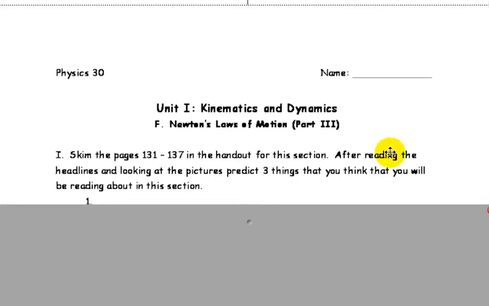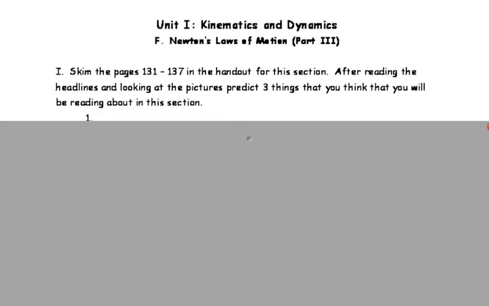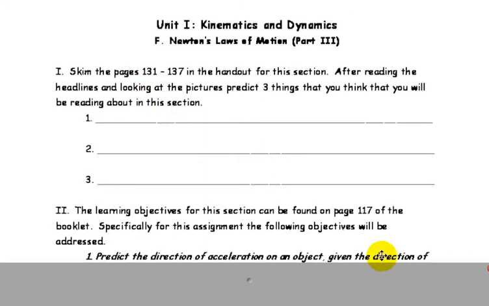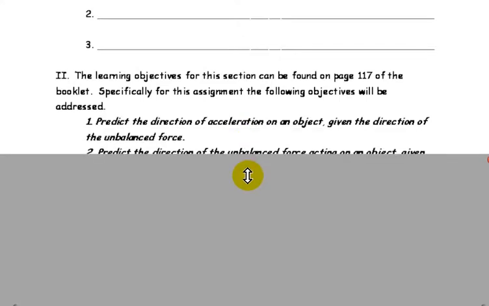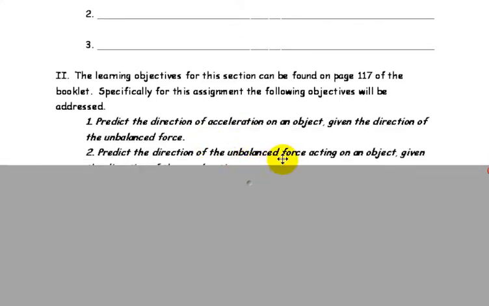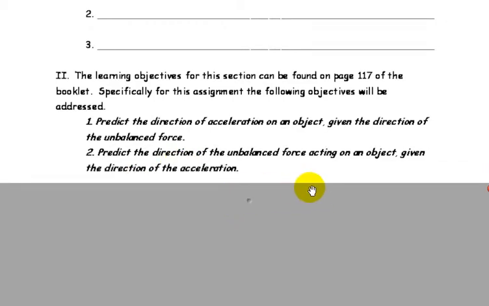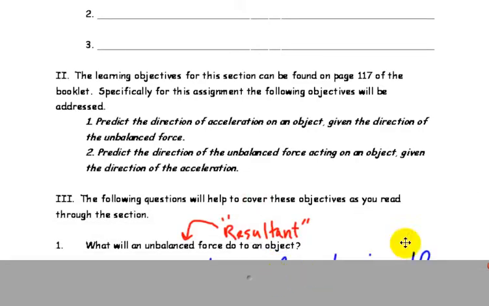Welcome back, Physics 30. This is Unit 1F, Part 3 booklet, and it pertains to pages 131 to 137 of the duotang. For Newton's laws, in this part we're going to be looking at predicting the acceleration of an object given the direction of the unbalanced force, and predicting the direction of the unbalanced force acting on an object given the direction of the acceleration, so vice versa.